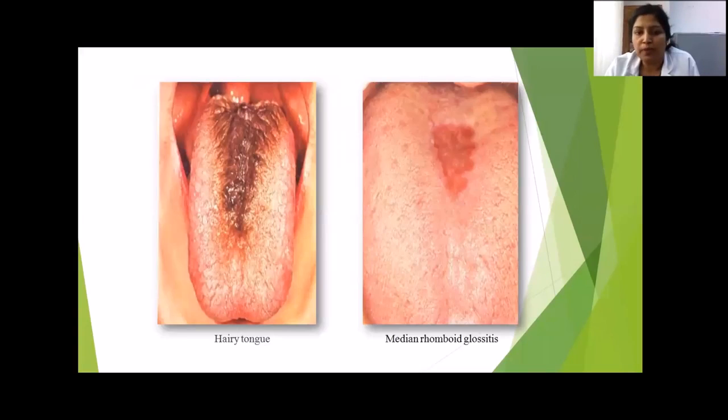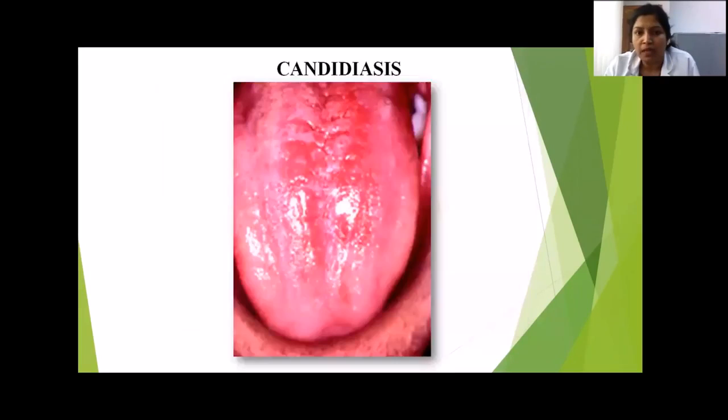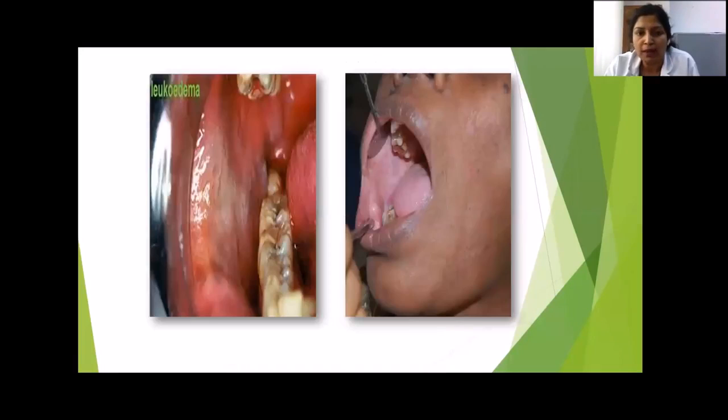So I've just put a few pictures. The first one is a picture of a hairy tongue. In chronic smokers, we see elongated piliform papillae and a discolored tongue. And the second one is the median rhomboid glossitis. It's like a form of candidiasis, and it's very common among chronic tobacco users. This is again an atrophic or erythematous type of candidiasis, which is very common among smokers.